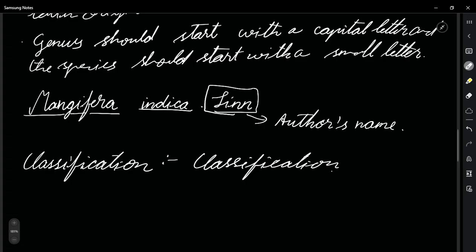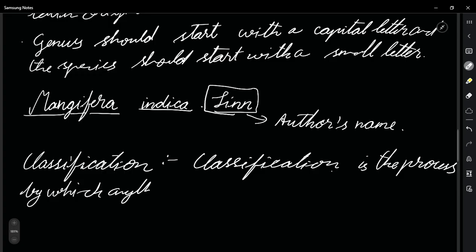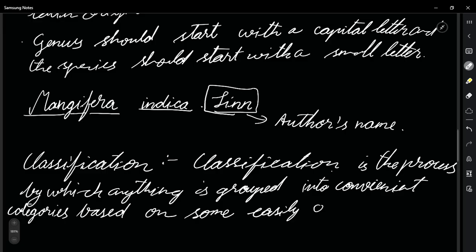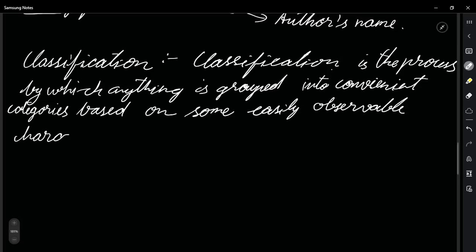is the process by which anything is grouped into convenient categories based on some easily observable characters. This is known as classification.